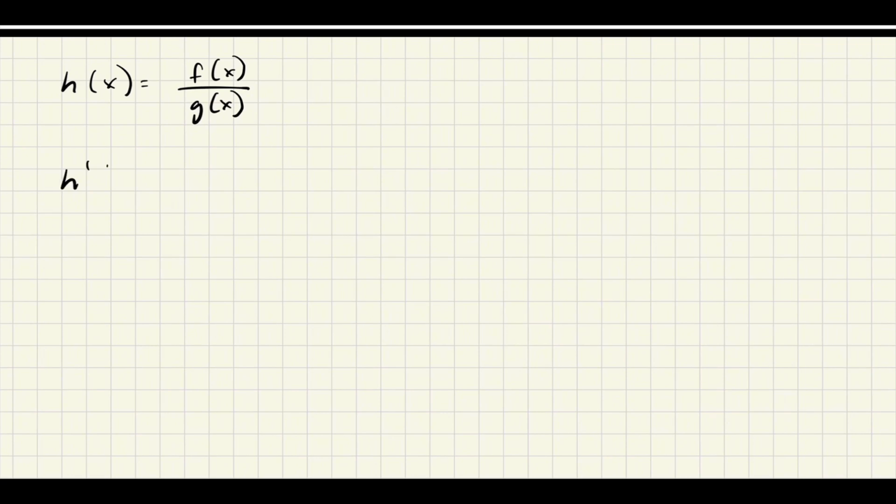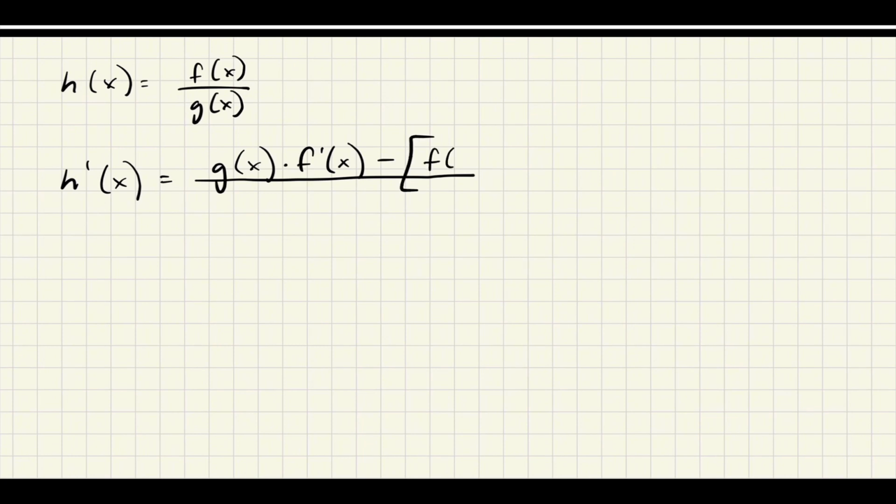Okay, so we got low times the derivative of the high, minus the high times the derivative of the low, over the low squared. Okay, so that's the derivative. That is the derivative of h.